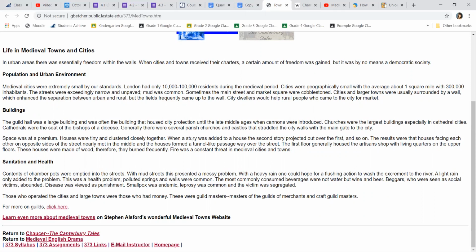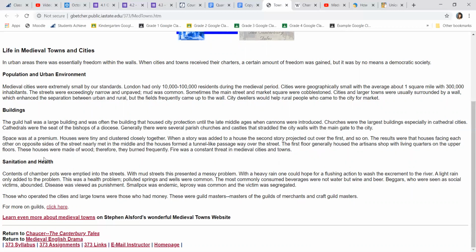Now, one thing that's interesting is that the houses were made of wood. So fire was a constant threat for medieval cities and towns, especially considering they're also so tiny and clustered closely together. So if one house caught on fire, unfortunately, it could spread very, very quickly.